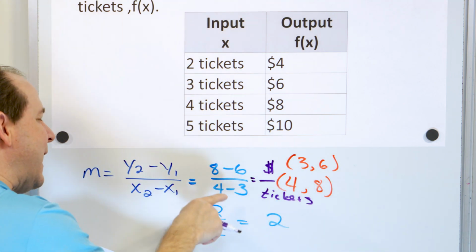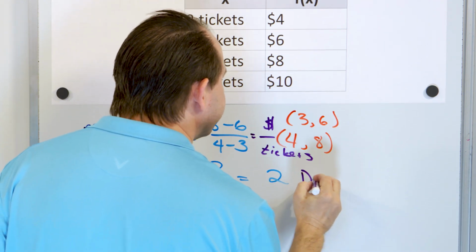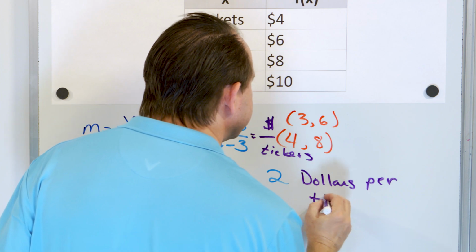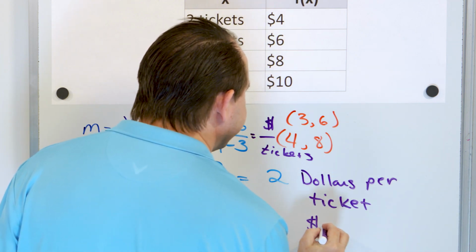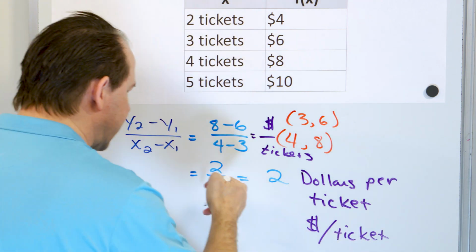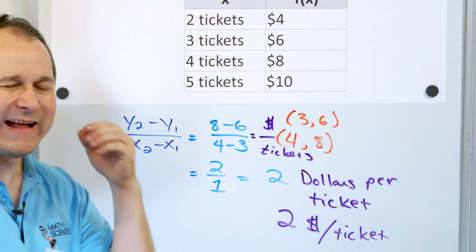So when you actually calculate the answer, you get a unit of dollars per ticket. So this is dollars per ticket. And the way we write that mathematically is dollars over tickets. When you see a division bar like that, you read it as per, so $2 per ticket. So that's the point of this lesson.